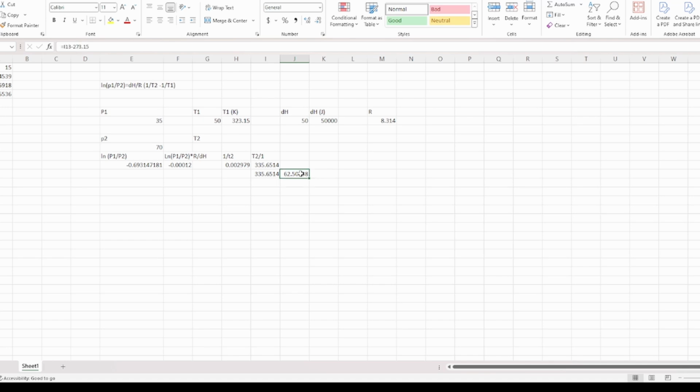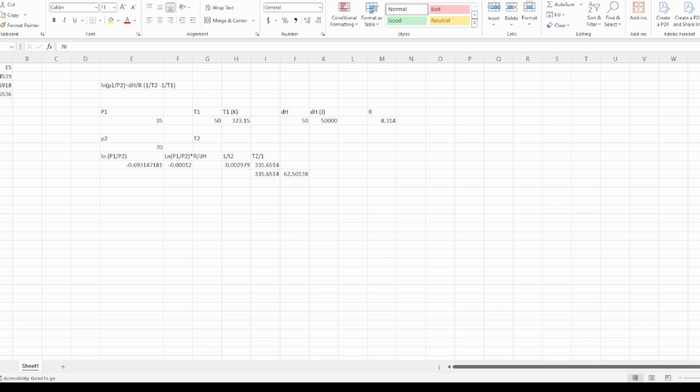Now the beauty of this is with these two data points, I could actually graph this. And the slope of the line would be delta H over R. And the y-intercept, though we don't have it right now, would be the ln of beta. But so we could look at this and keep going, keep figuring out our relative temperatures.